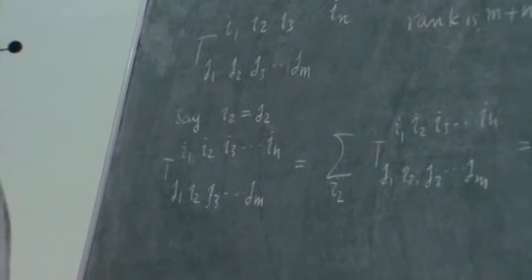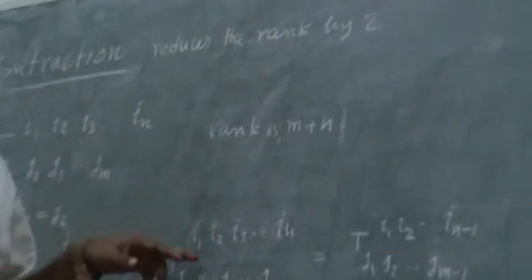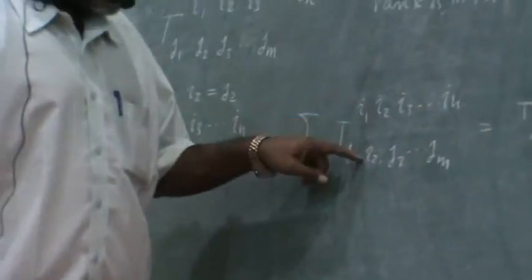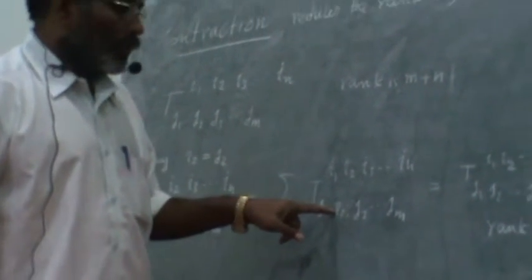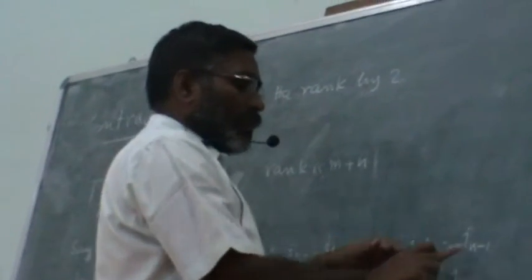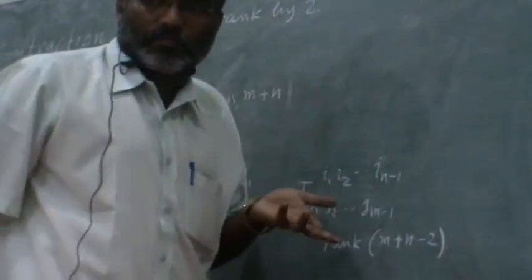So how do you finally write the contracted version? Contracted version, how do you write? I2 is summed over, so I2 is gone, and here J2 is the same as I2. So here I1, I3, and if I write I3, I will write up to n. But these are any free indices, so I can simply write n minus 1.